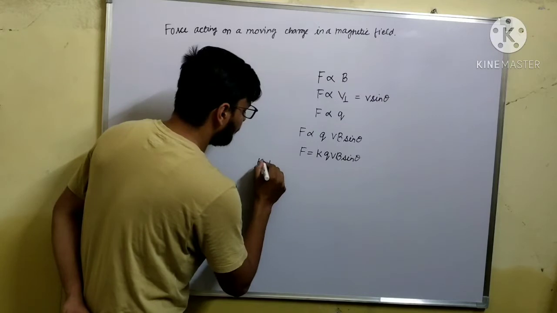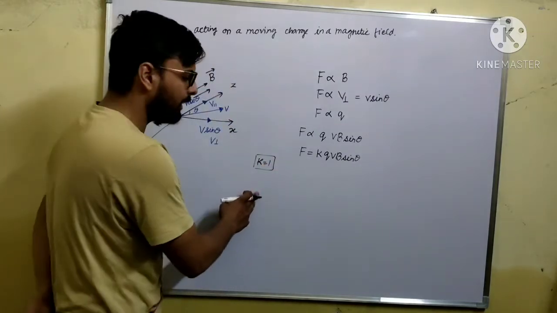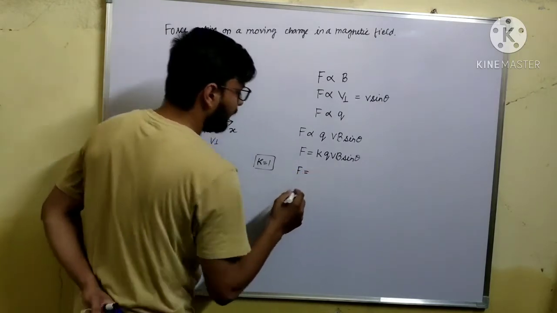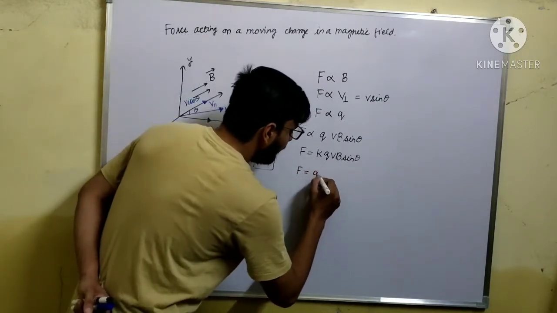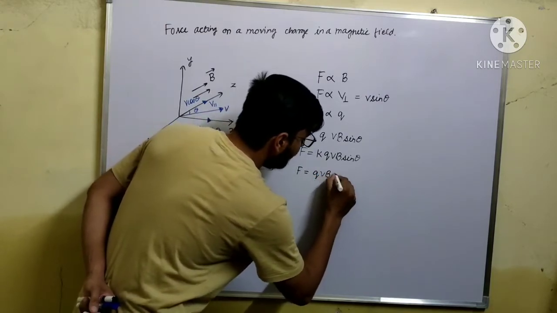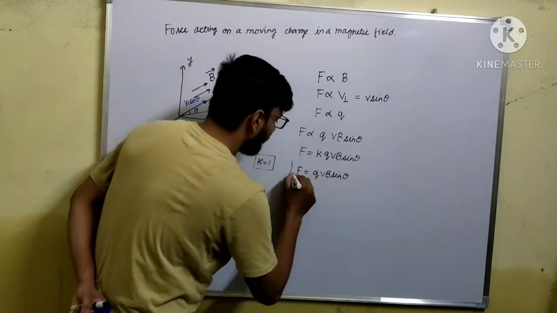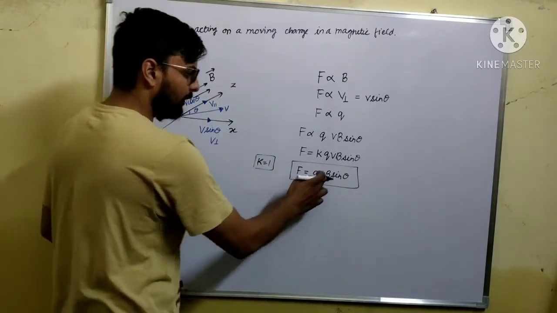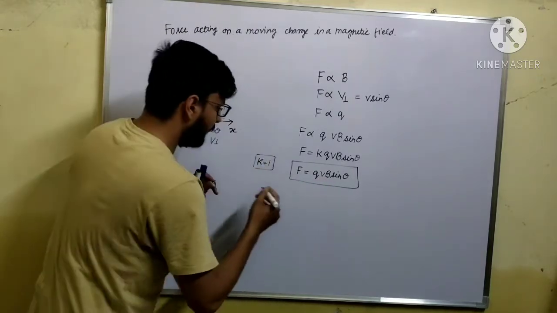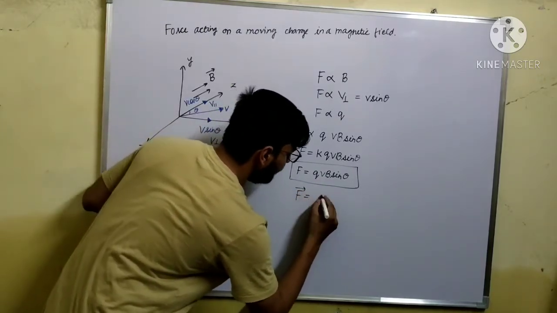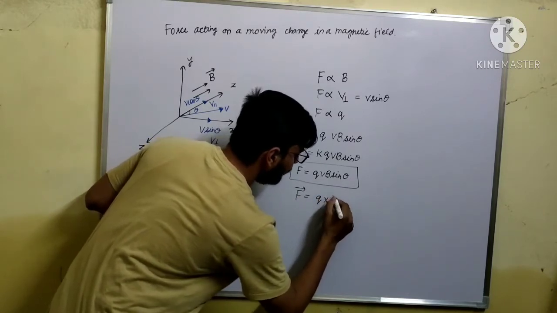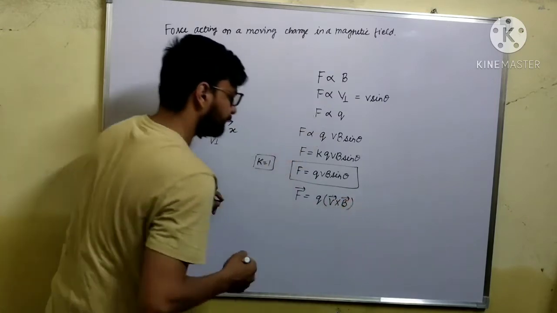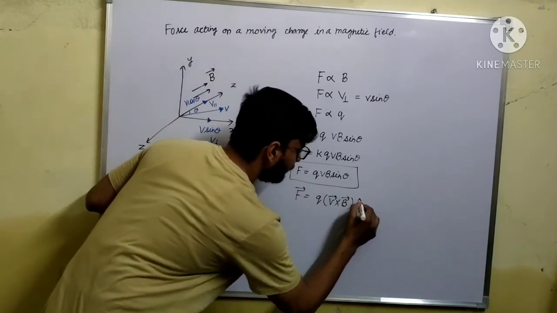If the value of the constant is 1, you don't have to worry about it. So if you take the constant as 1 by default, the force acting on a charge moving at an angle theta in the magnetic field is QVB sin theta. And if you convert this equation into vector form, you get F equals Q V cross B, and the direction is n cap.